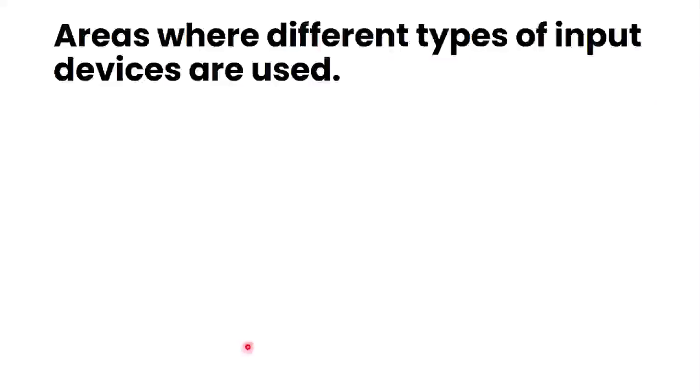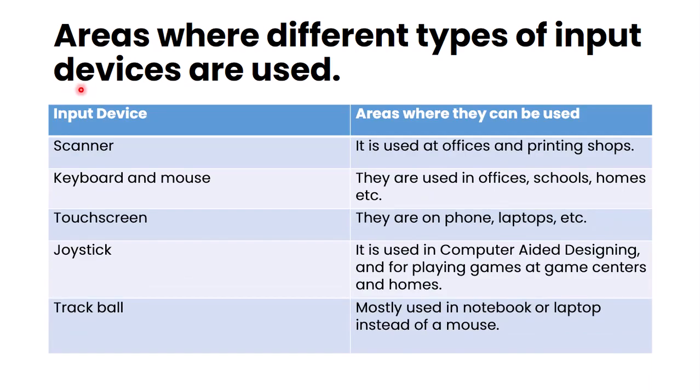Okay, so let's look at areas where we can use different kinds of input devices. If we take the scanner, where do you think we can use a scanner? You can use a scanner at offices and at printing shops. You can even use it at homes, wherever. You can use it at offices, schools, printing shops, and the rest.